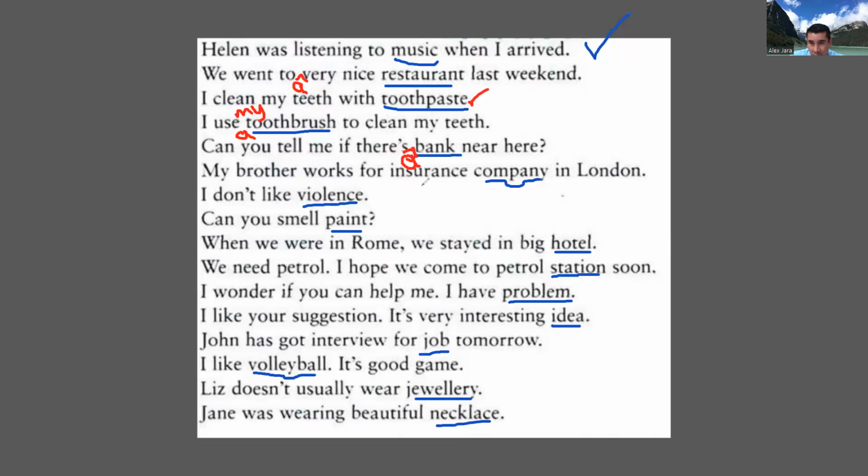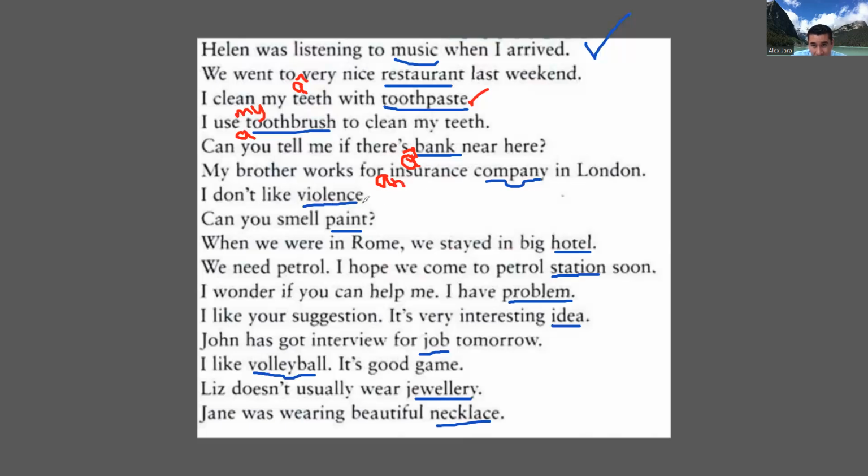My brother works for insurance company, so it's company. Company is countable, so how many? It's just one, or in this case, he must work for only one. I hope he doesn't work for more than one. I doubt he would have time, but he could. In this case, we'll use a singular. Oh, but it says insurance company. Why? Because it's a type of company. So a company, but if it's insurance company, then it's an because of the letter I.